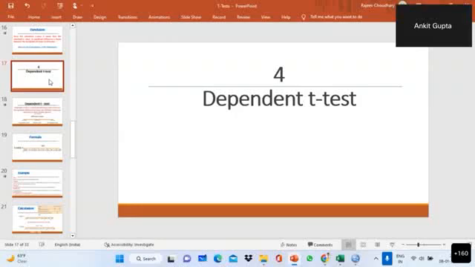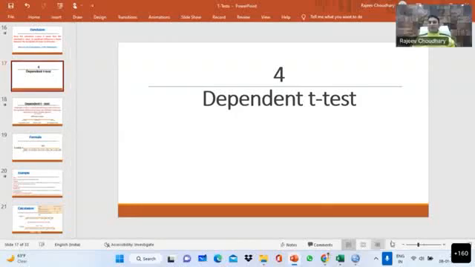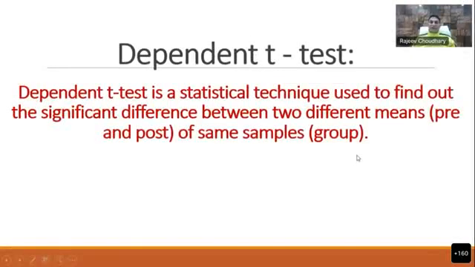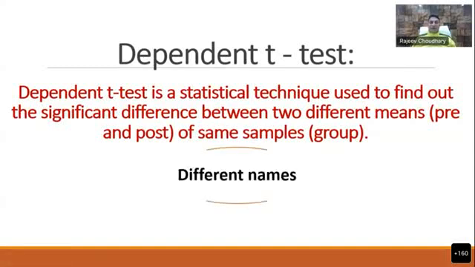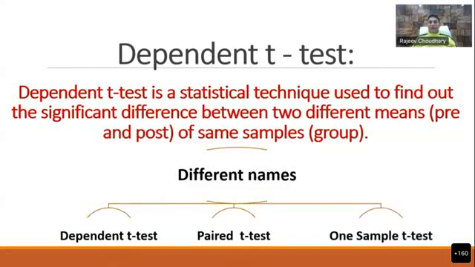Now we will discuss the application of dependent t-test. Let's start with the definition and meaning of dependent t-test. Dependent t-test is a statistical technique used to find out the significant difference between the two different means of the same sample in the form of a pre and post. And this dependent t-test is also known by different names. It's also known as dependent t-test, paired t-test, one sample t-test.